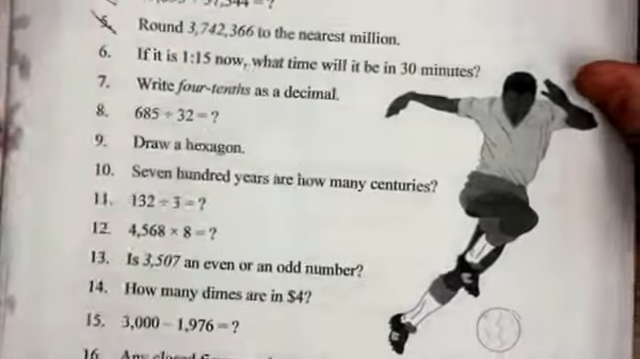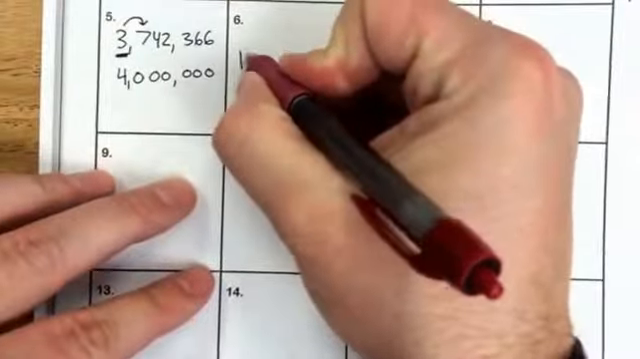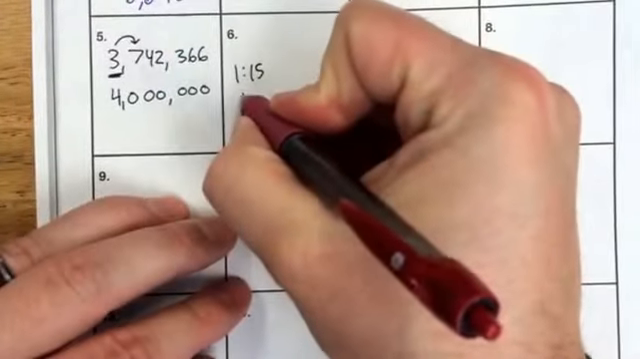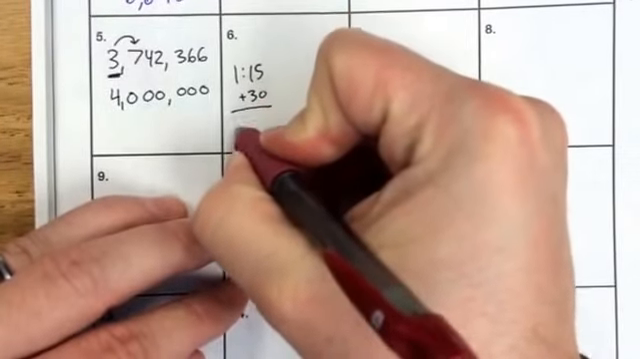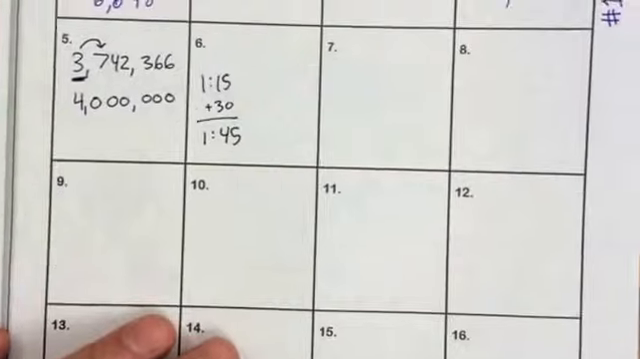All right, number 6. If it is 1:15 now, what time will it be in 30 minutes? Okay, so we've got 1:15, and if we add 30, this is actually one that we can just go ahead and add 30. We know that it should be 1:45. 1:45 after 30 minutes.